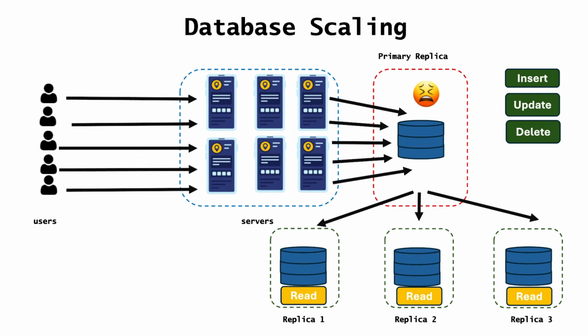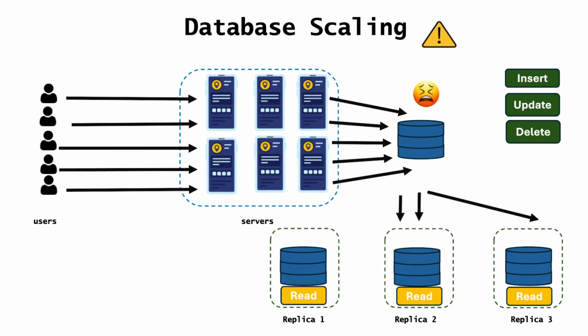This setup helps reduce pressure on the main database, improves performance, and increases availability. If one replica fails, others can still serve read traffic. And in some systems, if the primary crashes, a replica can even be promoted to become the new primary, keeping the system online. Database replication is at the heart of every large-scale architecture. It's how we make sure our data is fast, available, and reliable around the world.